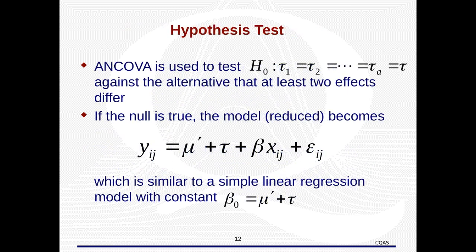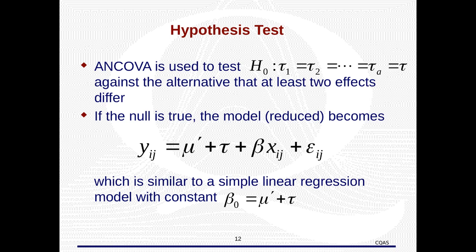Now we turn to the formal hypothesis testing framework for ANCOVA. The fundamental question we're addressing is whether the treatment effects are equal across all groups, or whether at least two treatment groups differ significantly from one another. Under the null hypothesis of equal treatment effects, our model simplifies considerably. The treatment parameters vanish, and we're left with what amounts to a simple linear regression model where the response variable depends only on the covariate with a constant intercept term.